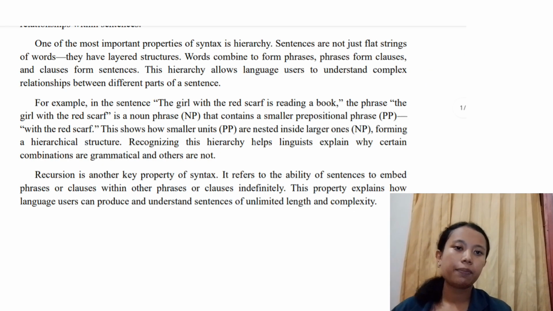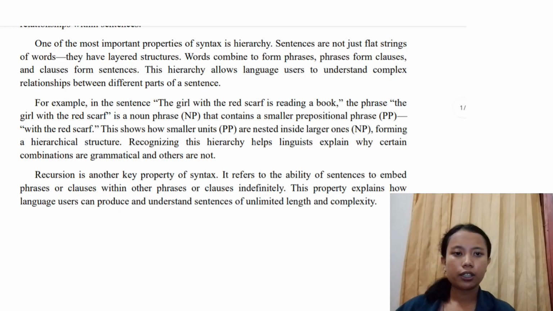And there are three main properties of syntax. The first one is hierarchy, the second one is recursion, and the third one is structure dependence. The first one is hierarchy. Hierarchy means that a sentence has layers of structure. Words form phrases, phrases form clauses, and clauses form complete sentences. For example, in the sentence "the girl with the red scarf is reading a book," the phrase "with the red scarf" is a part of the larger noun phrase, "the girl with the red scarf."